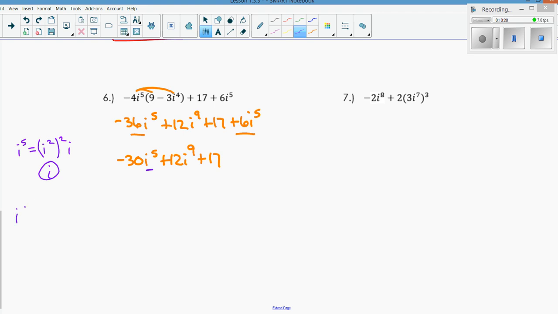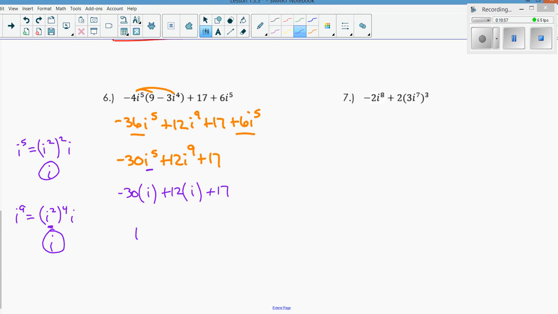Okay, i to the 9th is i squared raised to the 4th, that gives me 8, and that's 9. So this is negative 1 raised to the 4th power, raised to an even power is a positive 1, times i, which gives me i. Okay, so that means that this is negative 30, and I can replace i to the 5th with i, plus 12, and I can replace i to the 9th with i, plus. So I have negative 30 i's plus 12 i's.